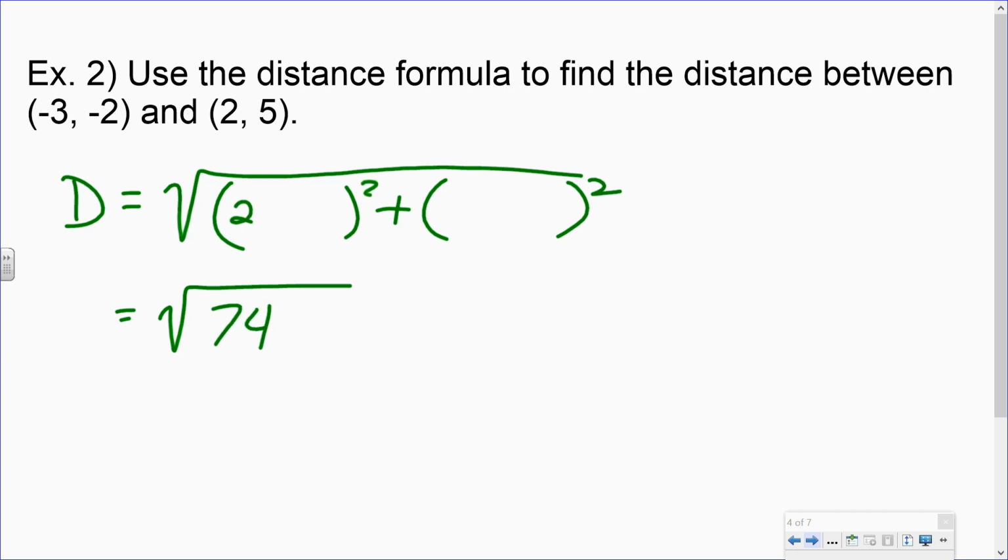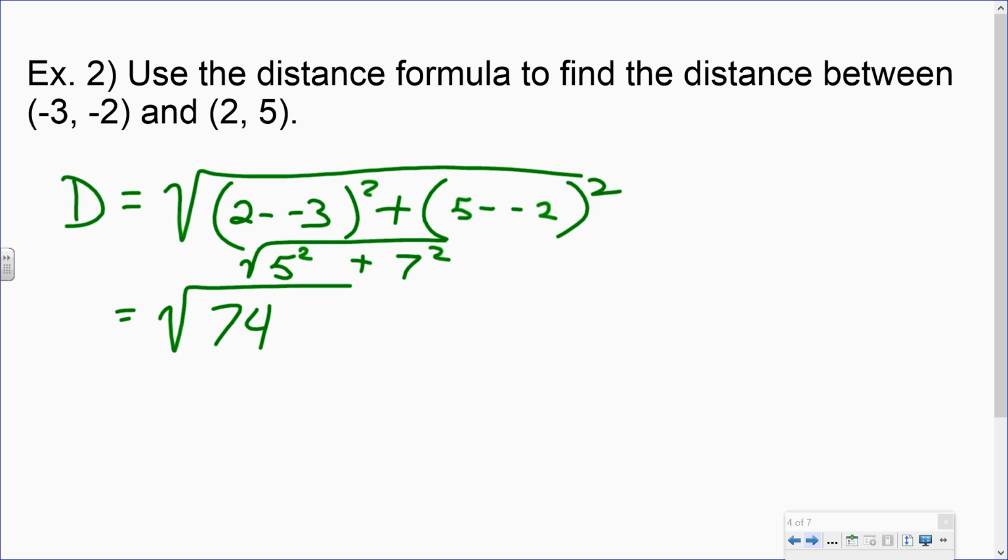So if I took 2 minus the negative 3, I would have 5 squared. And then if I took 5 minus the negative 2, I'd have 7 squared. And 25 plus 49 is indeed 74, and we can't reduce that. 2 times 37, those are both prime. So very good when you've got numbers.